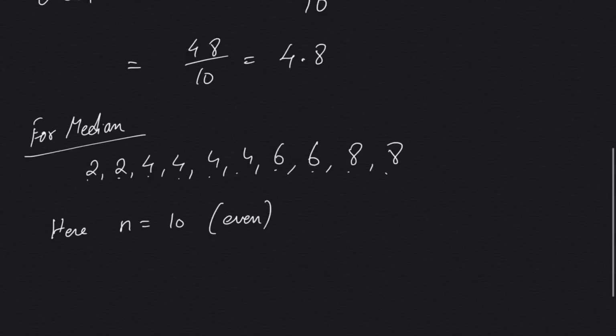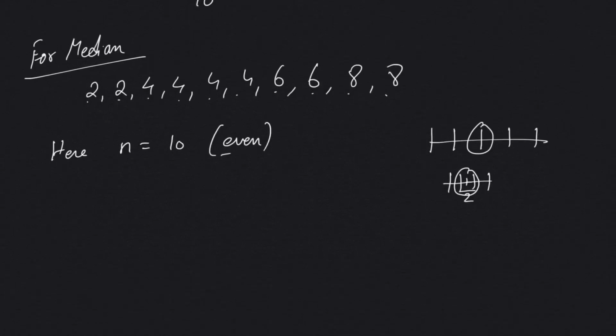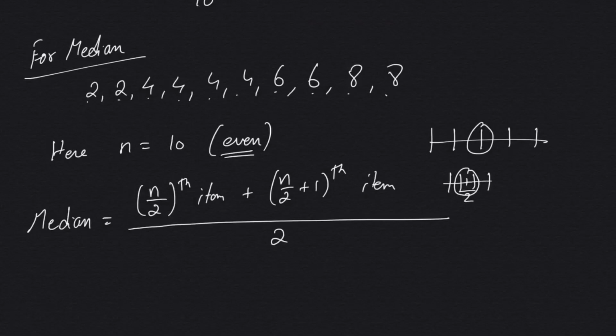The median represents the middle. For an odd number of entries, we take the middle value, and for an even number we take the average of the two middle values. That is how we find the middle value. Since n is even, I'll write down the formula directly: the median is the n by 2 item plus the n by 2 plus 1 item, and its average, that is we divide by 2.